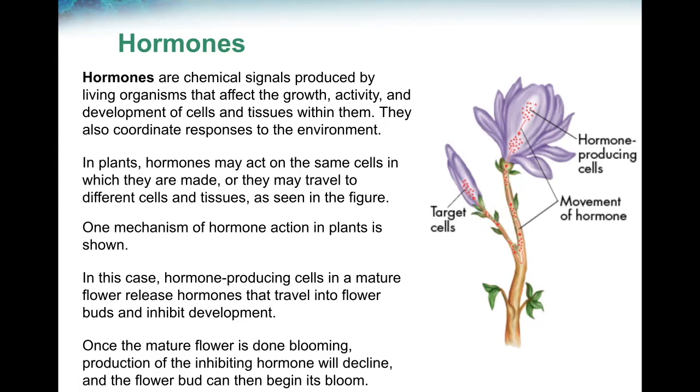One mechanism of hormone action in plants is shown. In this case, hormone producing cells in a mature flower release hormones that travel into the flower buds and inhibit development of the buds lower down. Once the mature flower is done blooming, production of the inhibiting hormone will decline, and the flower bud below can then begin its bloom.